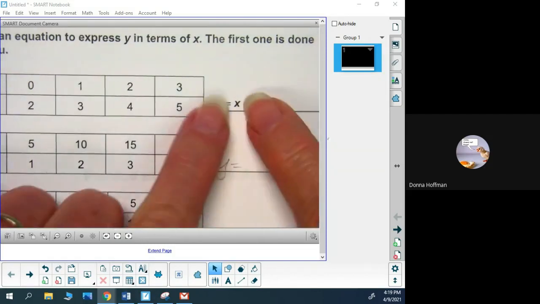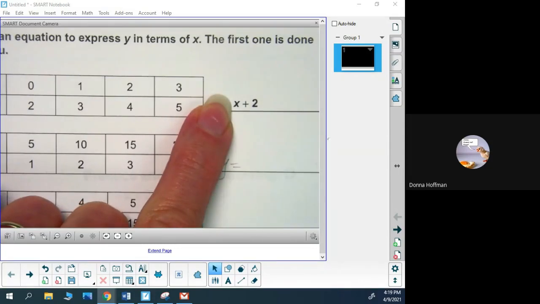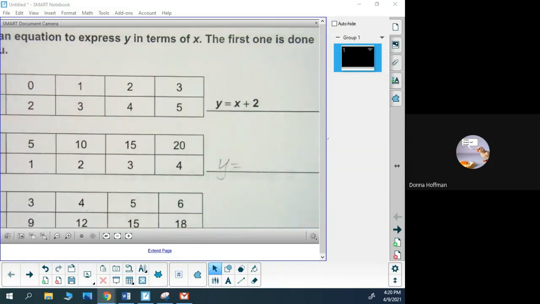Now, something is going to happen to your x. You're either going to add to your x, subtract from your x, divide into your x, or multiply your x, okay? So those are the 4 operations.